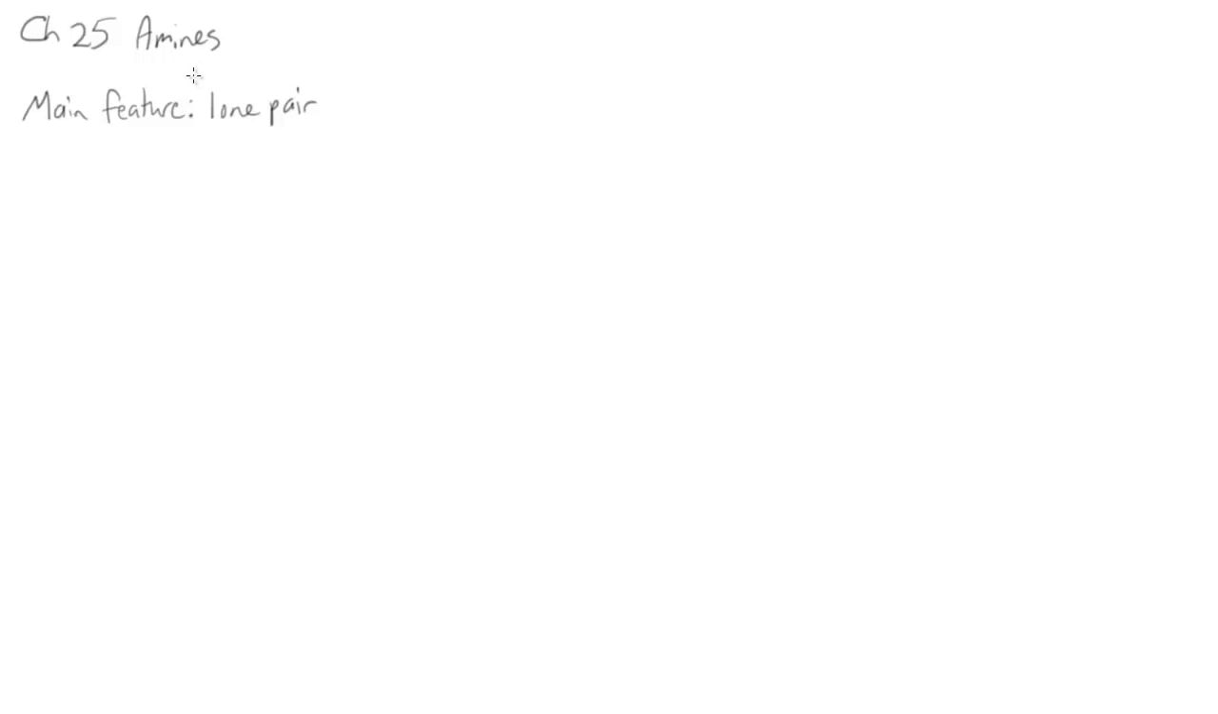In chapter 25, we'll start talking about amines. And this will be the last chapter that I'm going to cover this semester for Organic 2. So the main feature in amines is really the lone pair of electrons on nitrogen. And that makes it a good base and a good nucleophile. So the different types of reactions that you'll see with amines are going to be either with an amine as a base or a nucleophile.